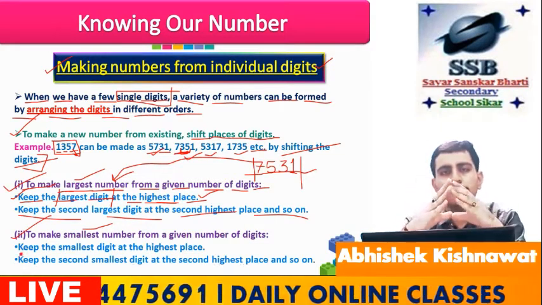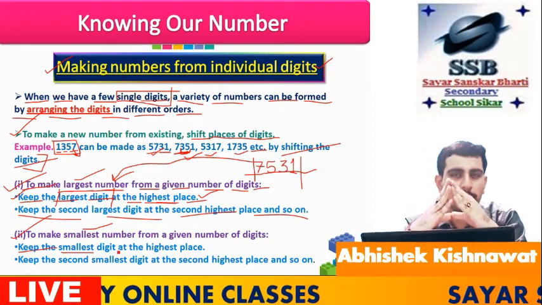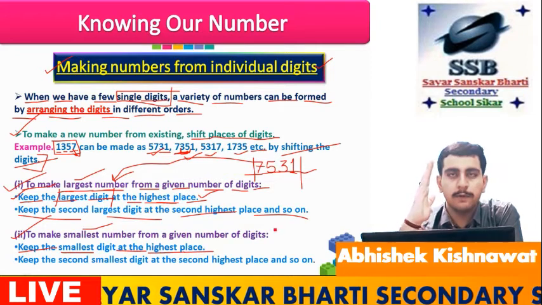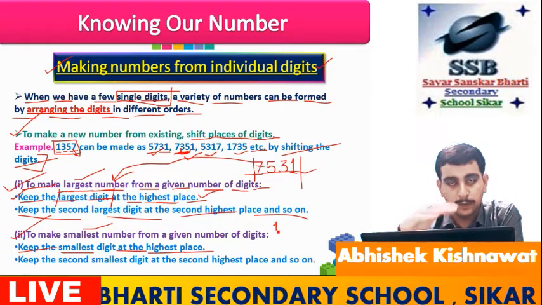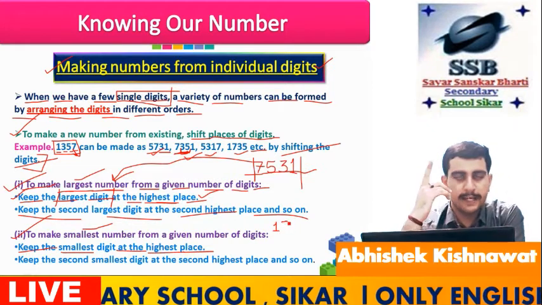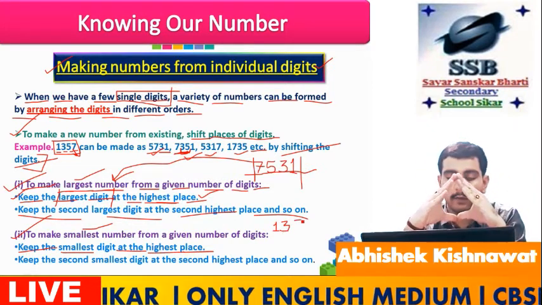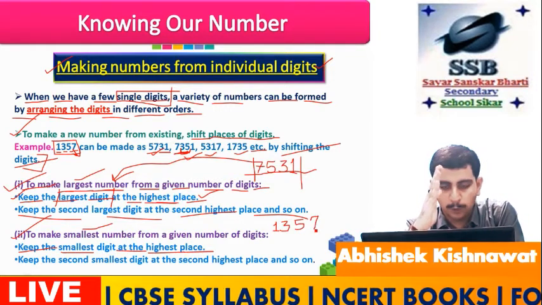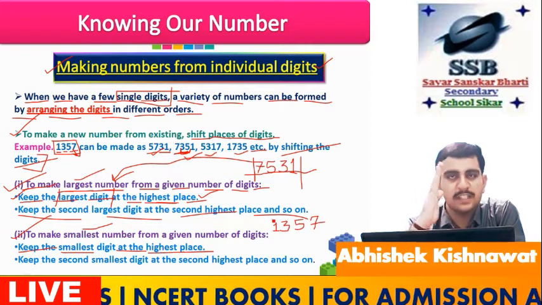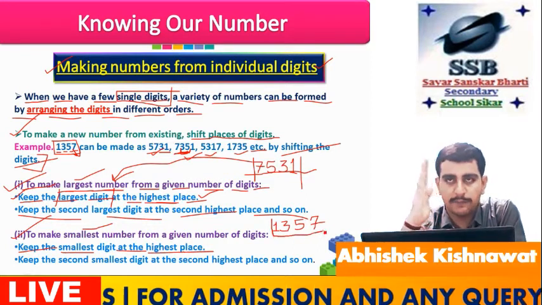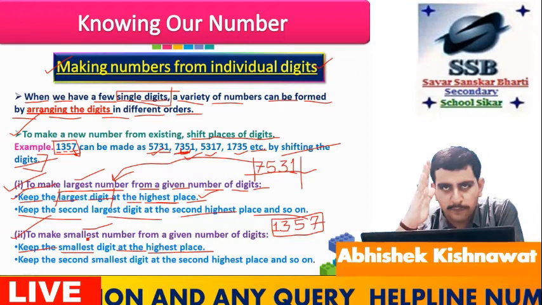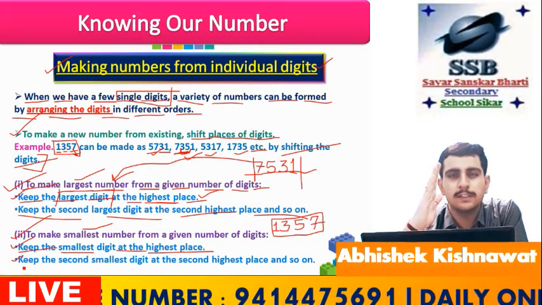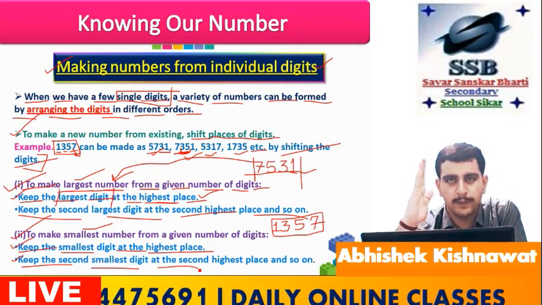Now the second case is when we want to make the smallest number. How can we make the smallest number? The thing is simple. To make the smallest number from a given set of digits, we have to follow the same steps, but in the reverse direction. In the first case we placed the largest digit first. Now we have to place the smallest digit first. So we want to make the smallest number from 1357. For that, we have to keep the smallest digit at the highest place. Which one is the smallest of all? 1 is the smallest, so we place 1 first.